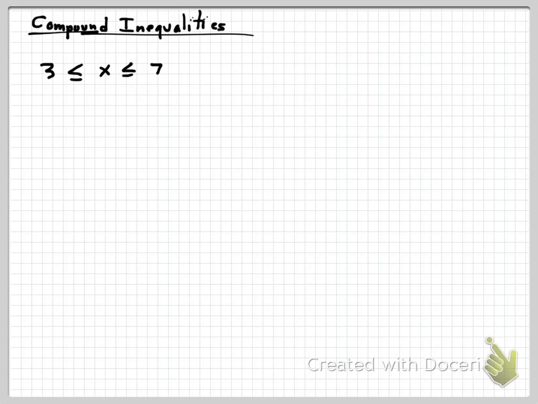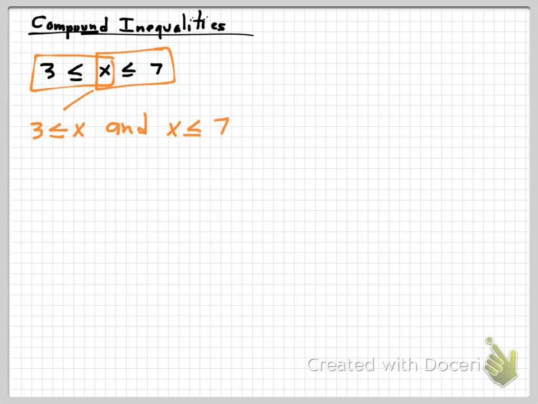So what this is saying is that we have this portion, 3 is less than or equal to x, and at the same time, x is less than or equal to 7. And that's what this means. So there's two parts. And if you feel more comfortable with this, you can flip this around as long as you flip the sign. So it's x is greater than or equal to 3, and at the same time, x is less than or equal to 7.